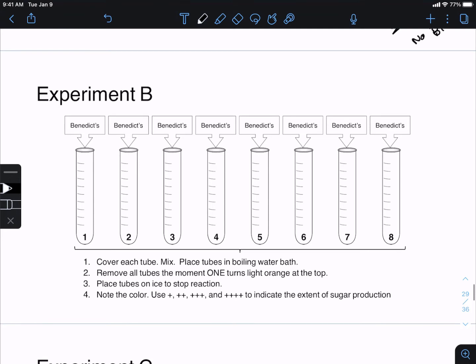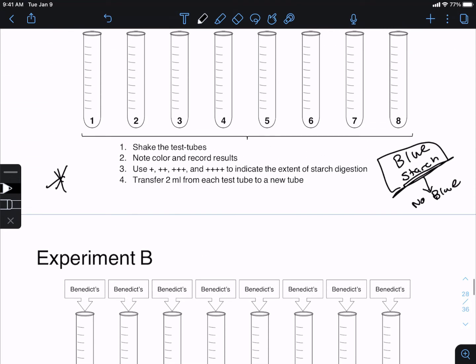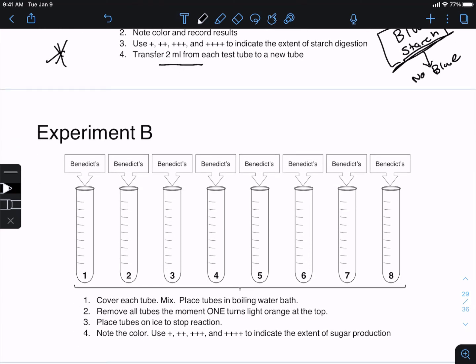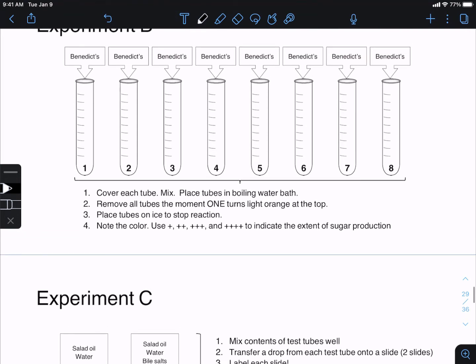Then you're going to take a sample of each of these tubes, 2 milliliters. Transfer them into brand new, clean tubes. And you are going to then add Benedict's solution. You're going to cover them all up, and you are going to boil them. Benedict's solution interacts or reacts with sugar, specifically monosaccharides. It will also react with lactose. Keep that in mind. Again, amylase, remember this: amylase takes starch and makes sugar.